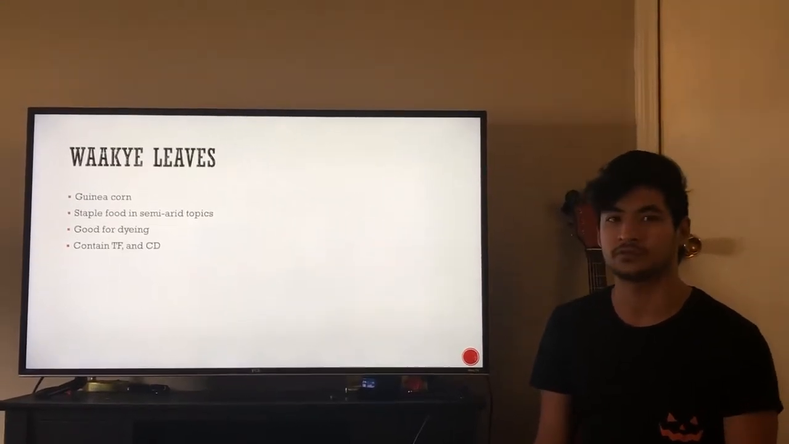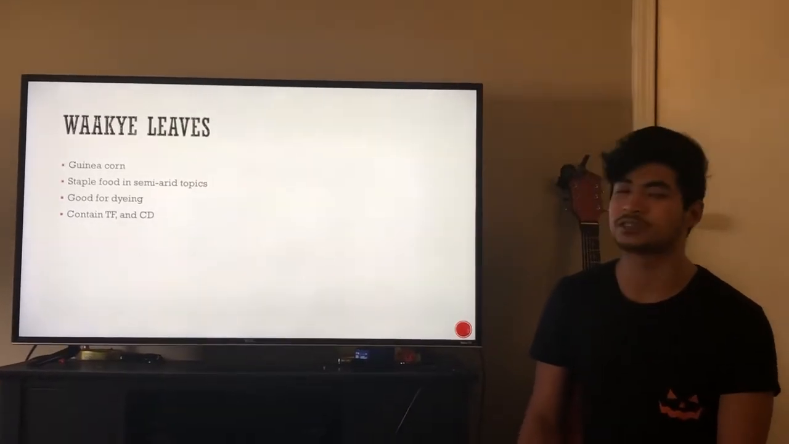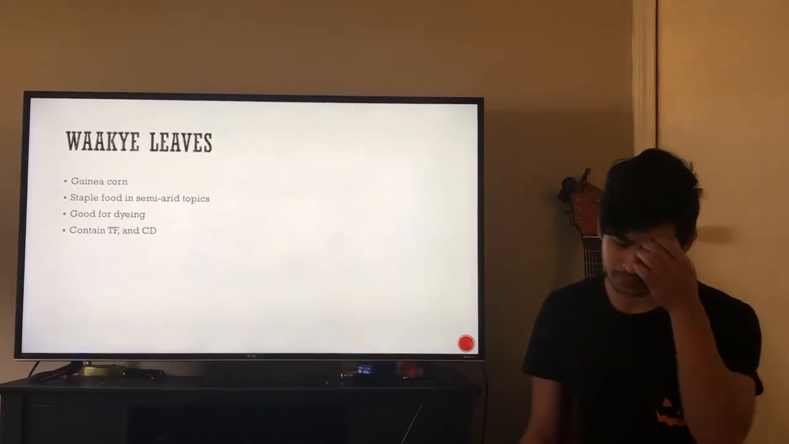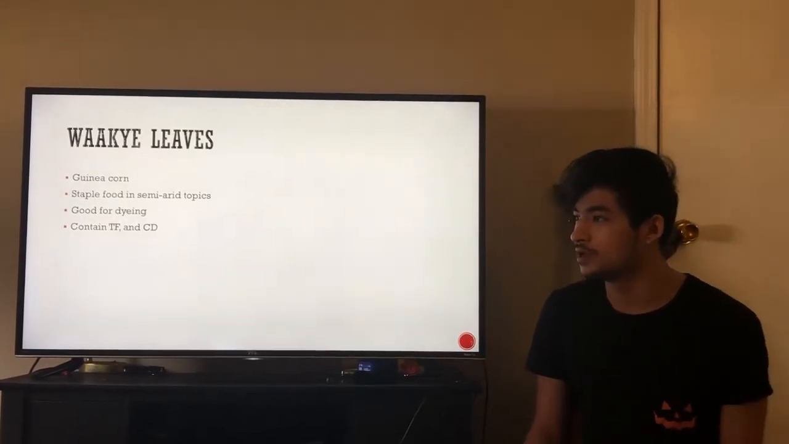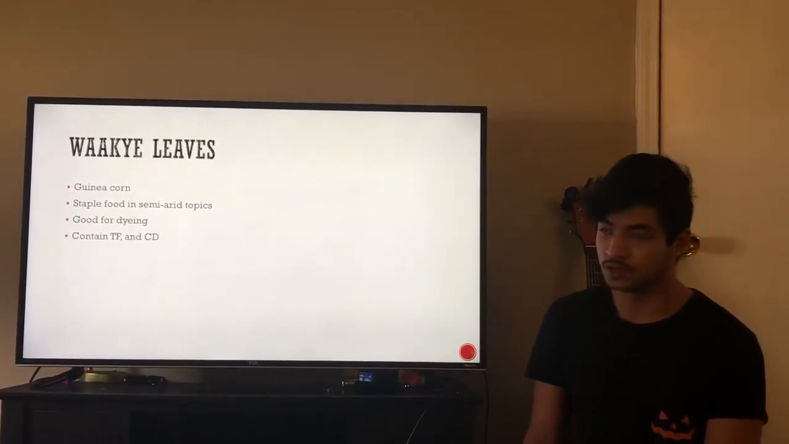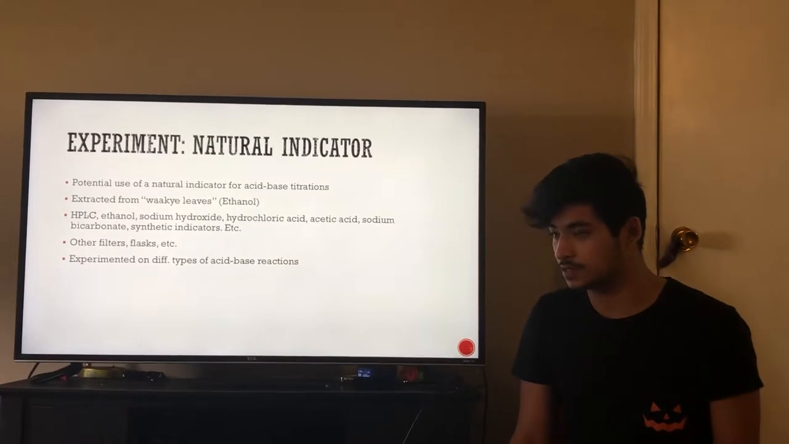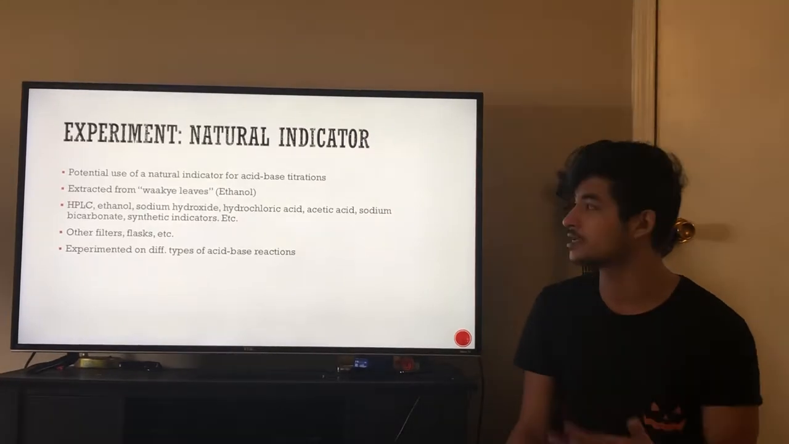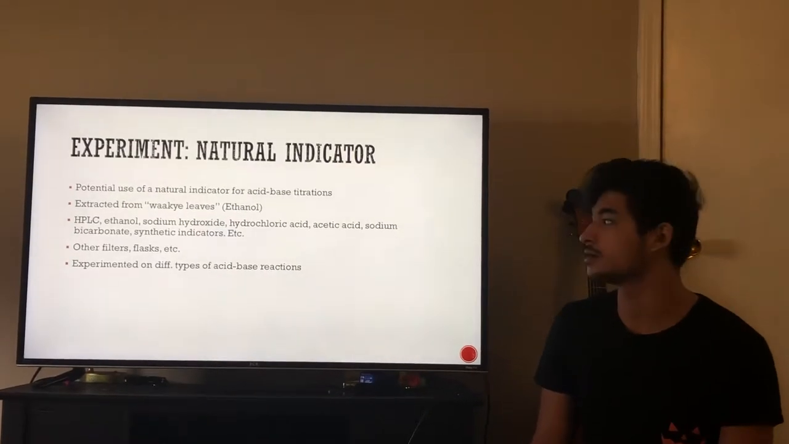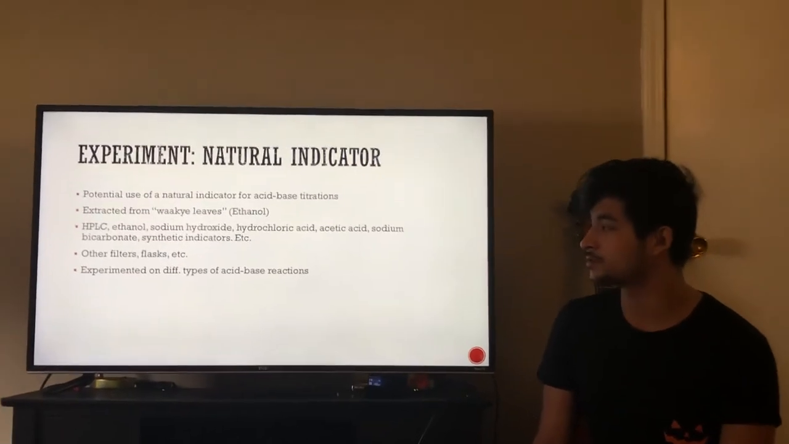Like, it's used as a source of food, obviously, but furthermore, it's also used as a catalyst for dyeing. Like, it's used to dye, say, hats, wallets, and etc. And so you can see, like, the plant itself is in high demand, and is being used quite extensively for different purposes. The most recent, as of this presentation, would be that we could potentially use the extract that comes out of these wakki leaves as a natural indicator for acid-base titrations. And that's what the experiment does.